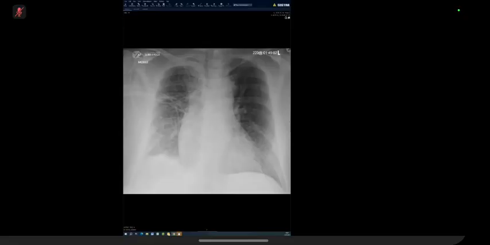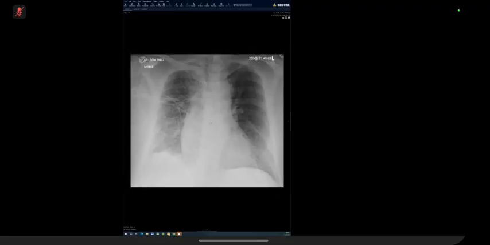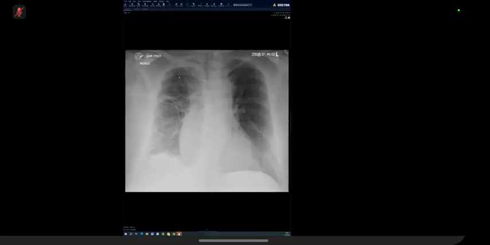The bones are normal. And there is some haziness in the right lower zone, which could be due to effusion, which is tracking along the lateral chest wall. Cardiomegaly, with congestion. Yes, I think so, it's a typical heart failure chest X-ray.